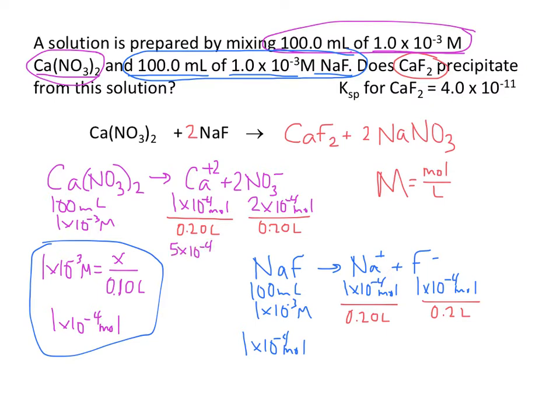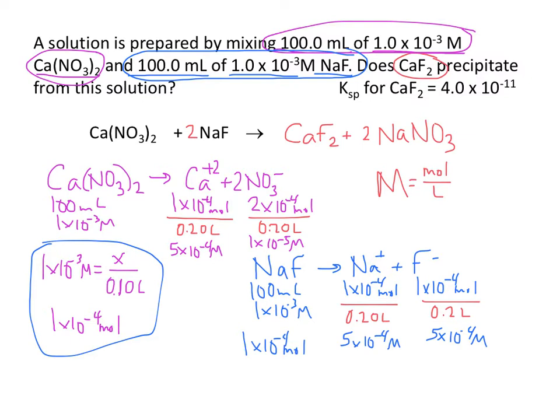And the same thing down here for the sodium and fluoride: 5 times 10 to the negative 4 molarity. And then 2 times 10 to the negative 4 divided by 0.2 is 1 times 10 to the negative 3 molarity for nitrate. So that's what's initially in my beaker. Once I've mixed it all together, I have 200 milliliters, and that's the concentration of each of my individual ions.